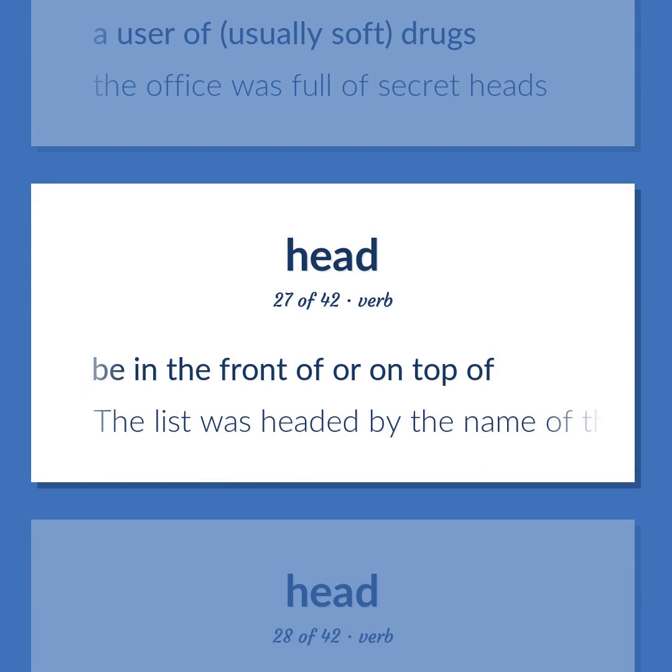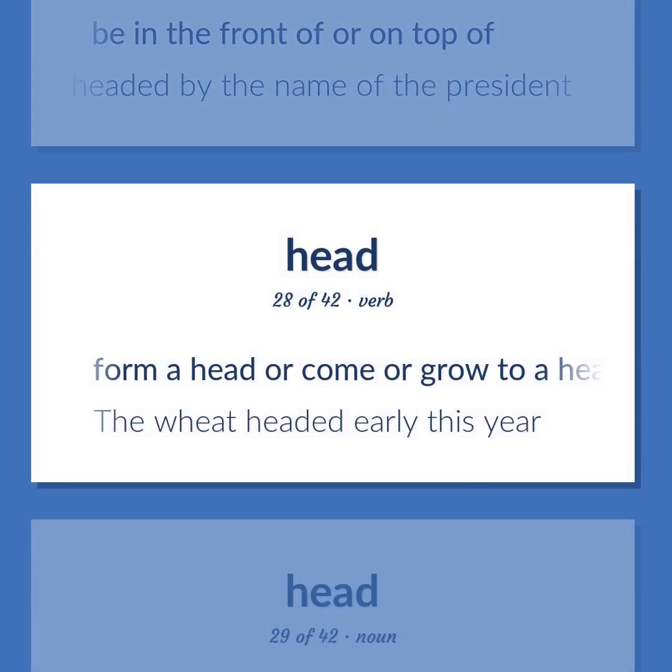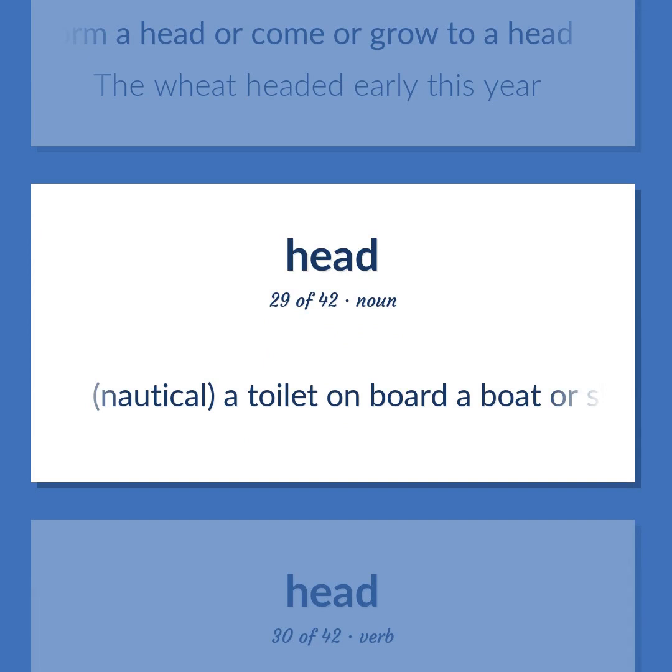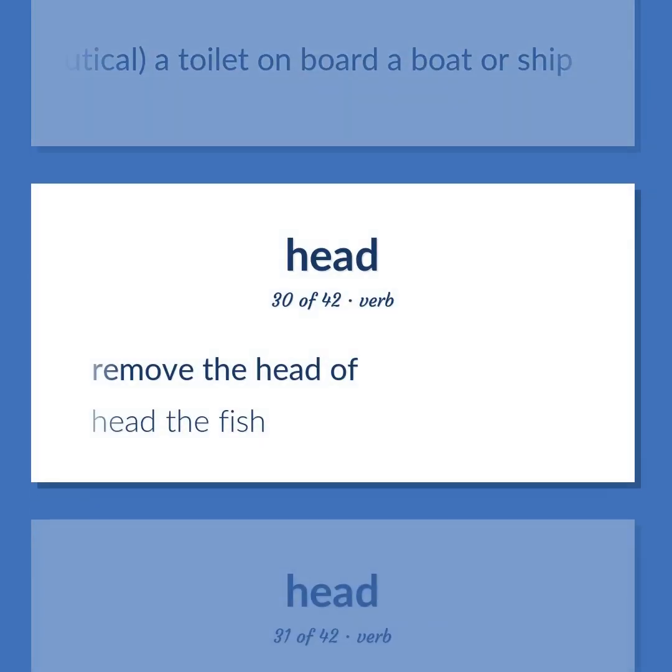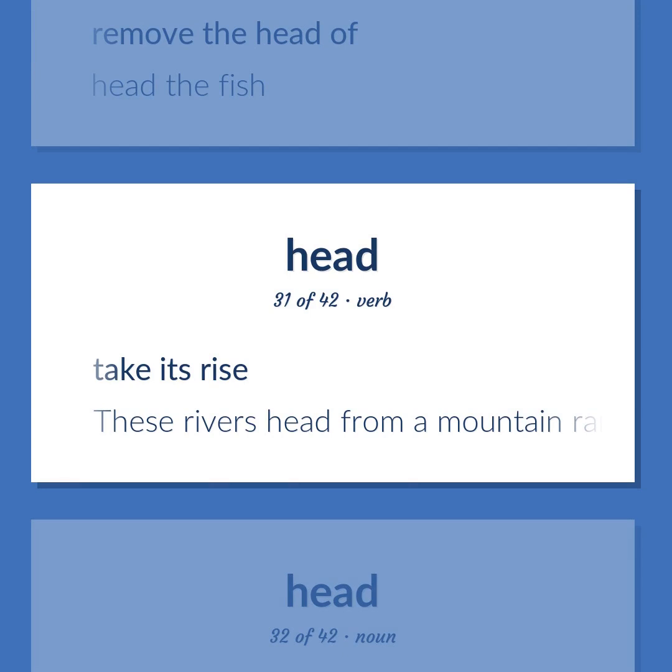Be in the front of or on top of. The list was headed by the name of the president. Form a head or come or grow to a head. The wheat headed early this year. Nautical. A toilet on board a boat or ship. Remove the head of. Head the fish. Take its rise. These rivers head from a mountain range in the Himalayas.